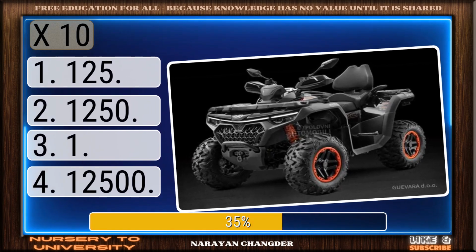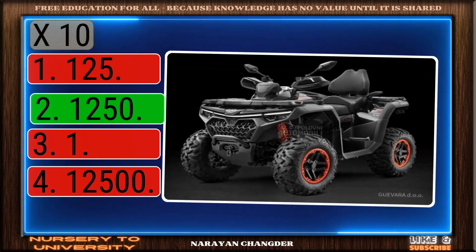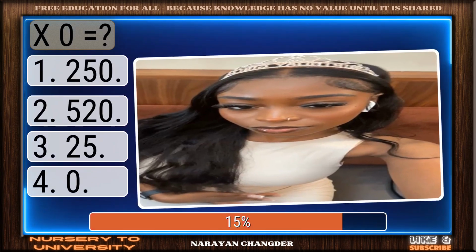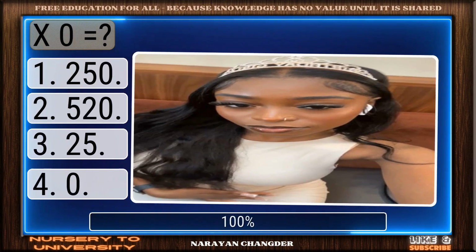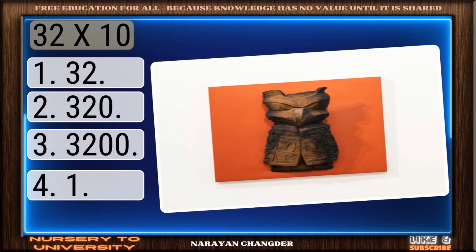x10. Exactly. 1250 makes sense and it is the right choice. So, excellent choice. Zero is the right answer. x10.